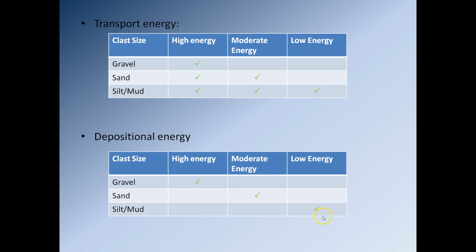In the case of low energy environments, well, low energy, very slow-flowing water, for instance, will not have the capacity to transport gravels or sand. So that means that the only type of sedimentary rock that can form in a low energy environment will be a sedimentary rock that's produced from the smallest grain sizes, in this case silts and clays. So by looking at the clasts within a sedimentary rock, we can make assumptions about the energy of the environment that the sediment was deposited into.